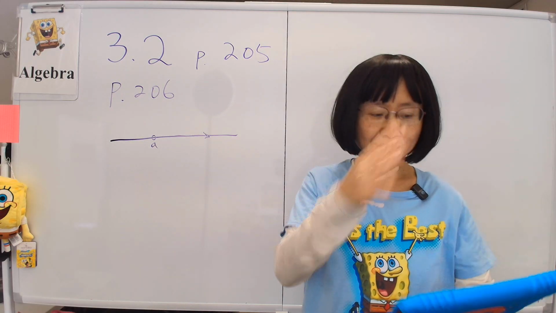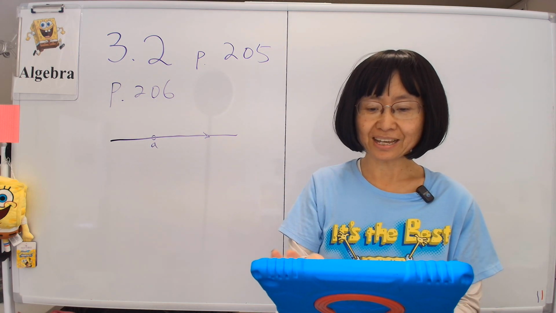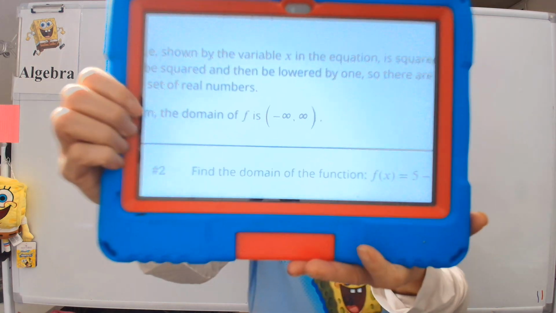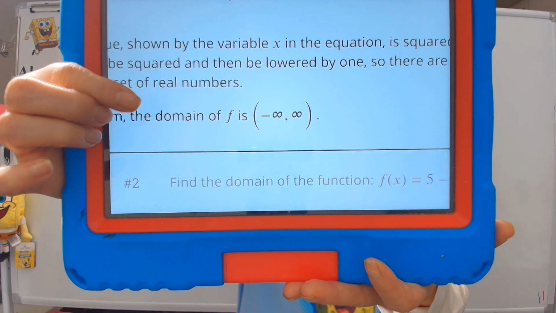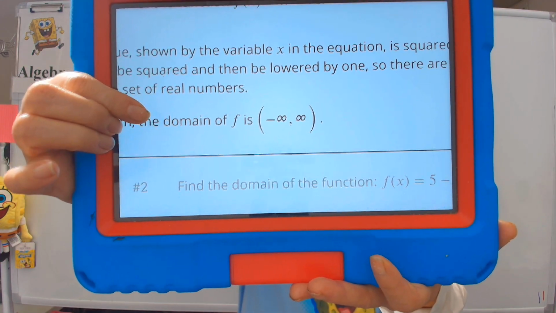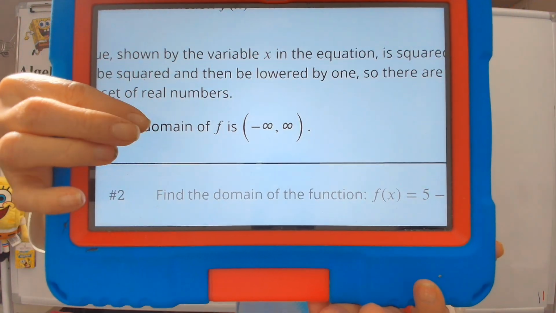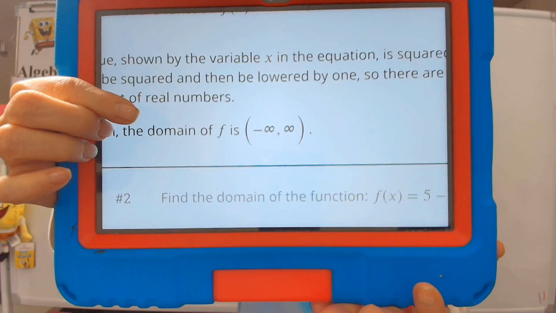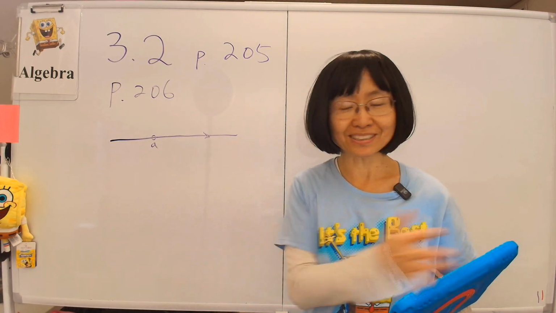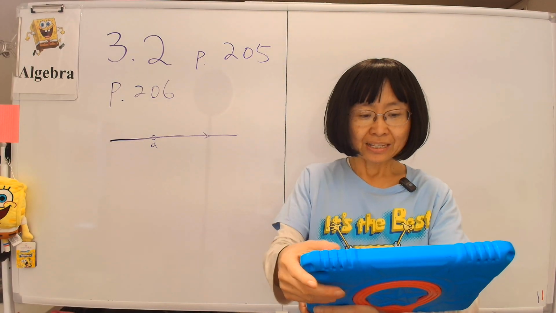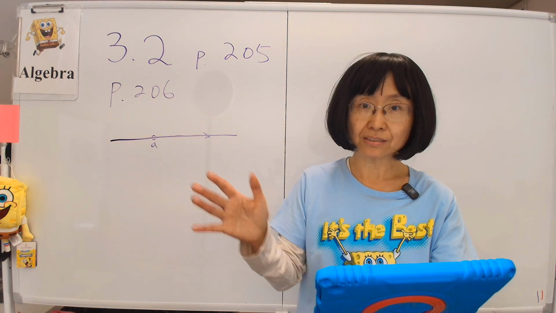So then the domain is the entire real line, also called all real numbers, or you can write it as from negative infinity to infinity, as the book indicates. Now remember the symbol 8 lying on the side means infinity. Why? I don't remember. But that's the way it is, okay? So from minus infinity to infinity just means all numbers, any number you can think of. But it does not include infinity though, because infinity is not a number.